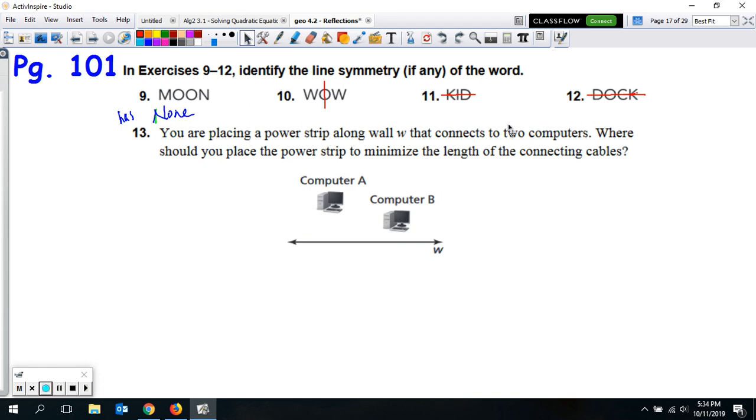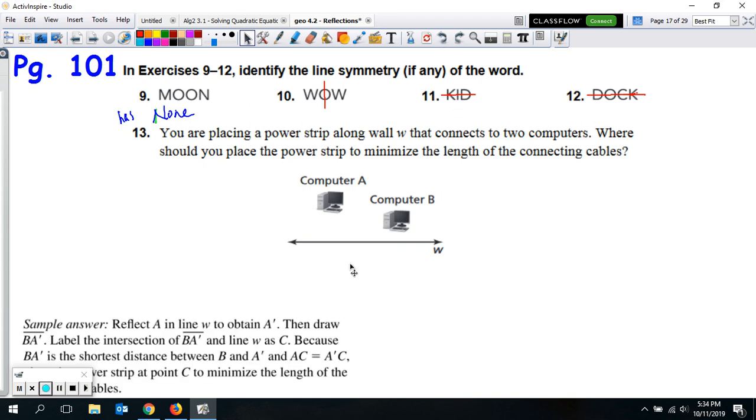And for 13, here's our last one. It says, you are placing a power strip along wall W that connects two computers. Where should you place the power strip to minimize the length of the connecting cables? Okay, so what we want to do here is a couple of things. I'll just open this up here so you can see it.